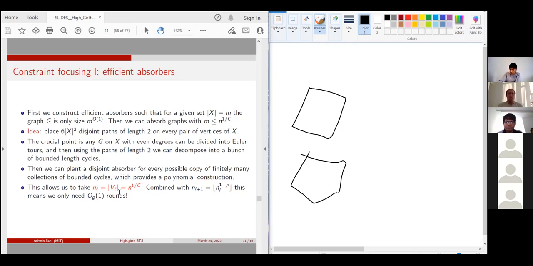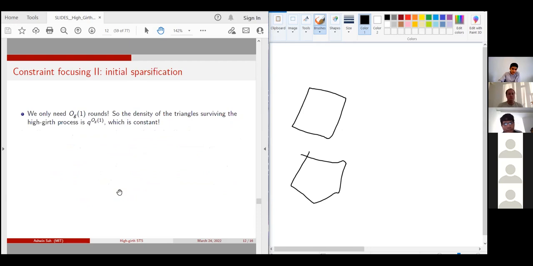Okay, so it seems like we're in really good shape. Polynomial size final set, O of one rounds, what could go wrong? Well, it turns out that something can still go wrong. This you could argue is even one of the harder aspects of constraint focusing, although it's not immediately obvious at first glance. That's why I deferred it until now. But this is actually a quite annoying constraint to get over.